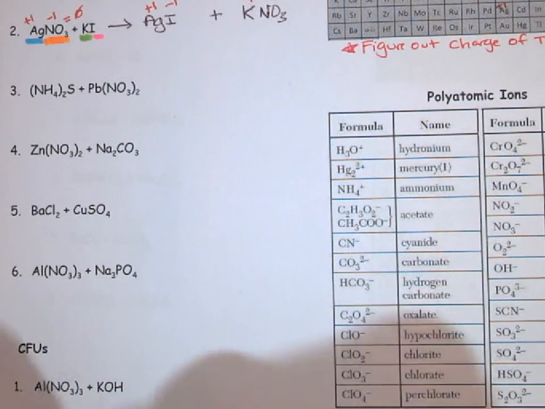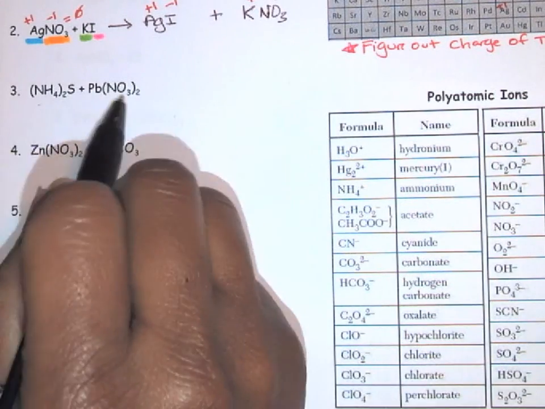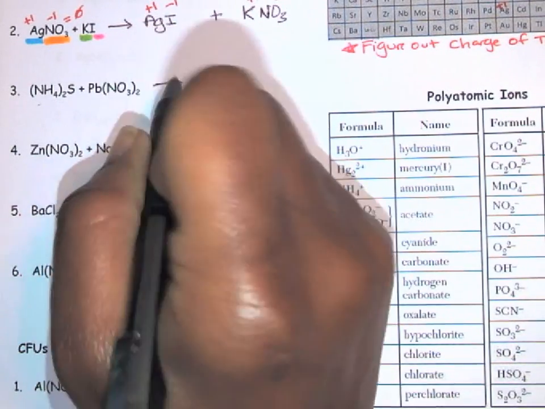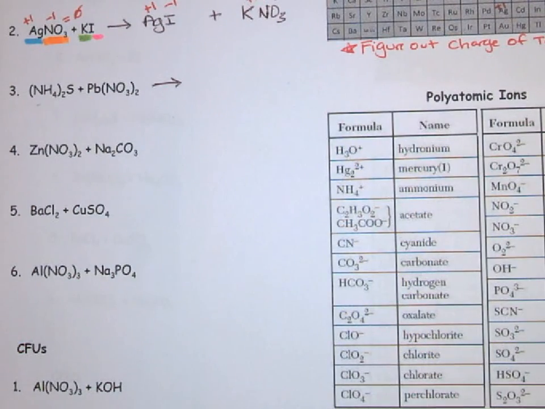All right, so we are trying to predict the products when we mix these two ionic compounds together. So I'm trying to figure out what they will be. First thing is we're going to break down our reactants into their cations and anions so we know what we're switching.